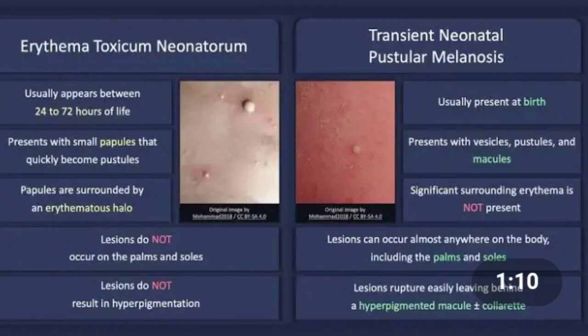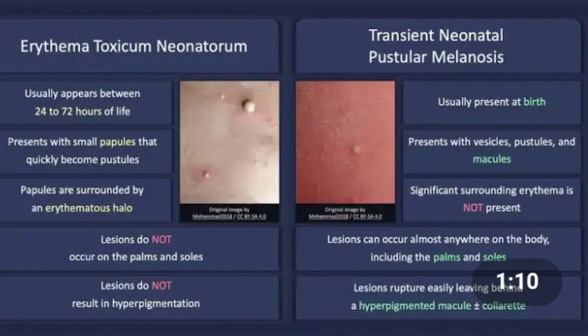In transient neonatal pustular melanosis, you will get vesicopustules and macules. The macules are characteristic of transient neonatal pustular melanosis, while in erythema toxicum neonatorum, only papules are seen, and the surrounding area is erythematous around these papules. So the typical feature for erythema toxicum neonatorum is that papules are seen on the bed of an erythematous surface.